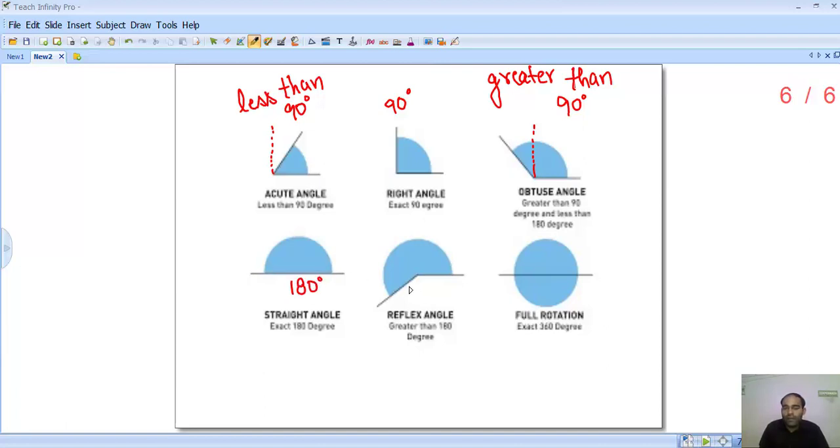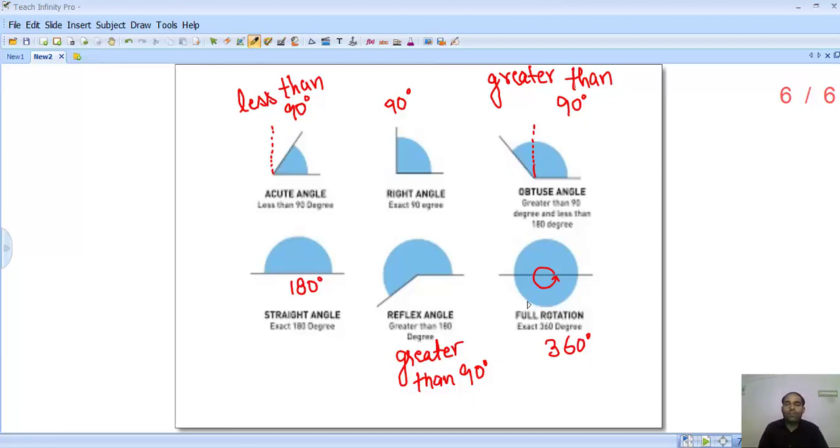A reflex angle is greater than 180 degrees. And a full angle, what is a full angle? When you start from here and keep going up to here, this is called a 360 degree angle. A full rotation is called a 360 degree angle. Now you are able to understand what is the acute angle, the right angle, the obtuse angle, the straight angle, the reflex angle, and the full rotation.